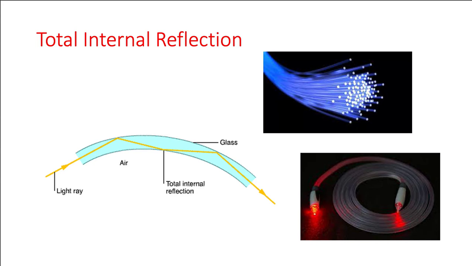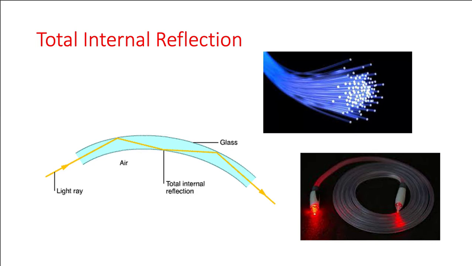They're interesting because they're very flexible. You can see the one on the bottom there is wrapped around in a circle, and light is still able to travel down it. And they're also very efficient. They are very bright and are able to send light signals a very long way.